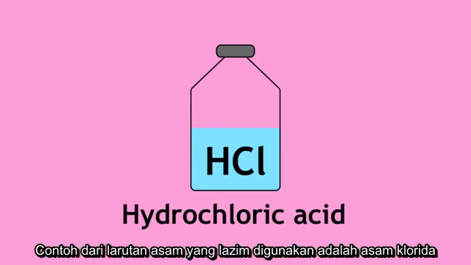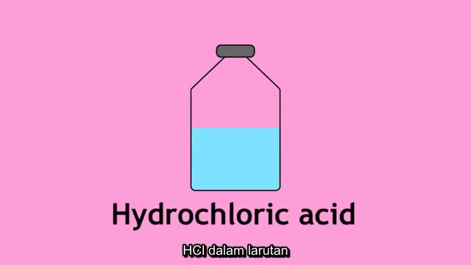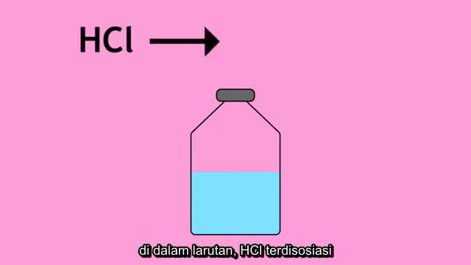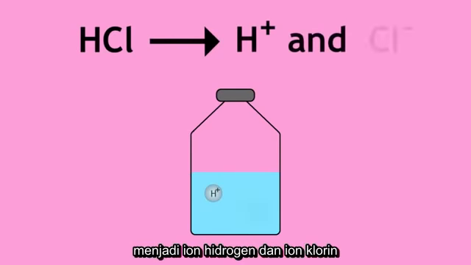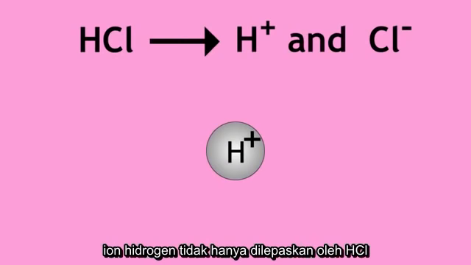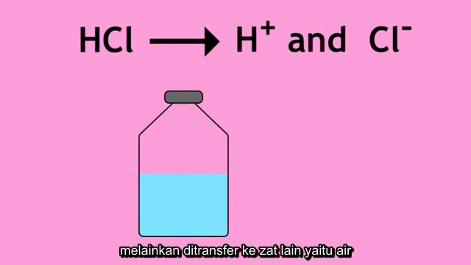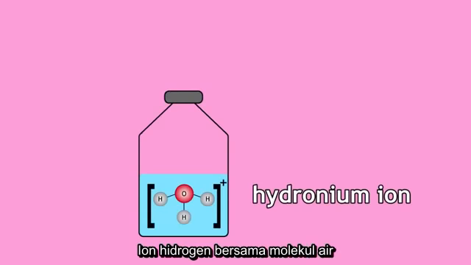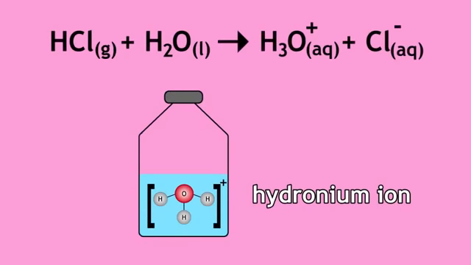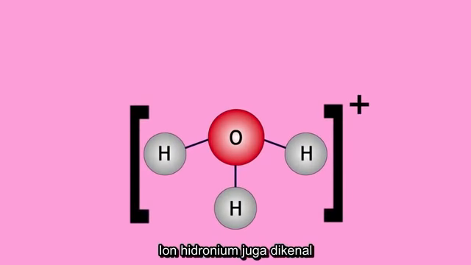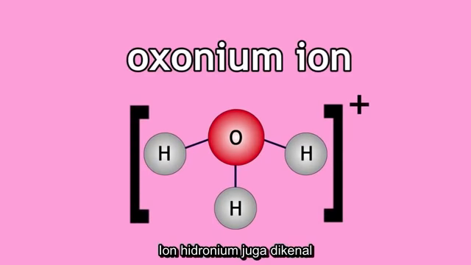Hydrogen chloride dissolves in water to give hydrochloric acid. Hydrogen chloride will dissociate to give a proton and a chloride ion. The proton is not just released, but it is transferred to another substance. For our example, water accepts the proton to form a hydronium ion. A hydronium ion is also known as an oxonium ion.